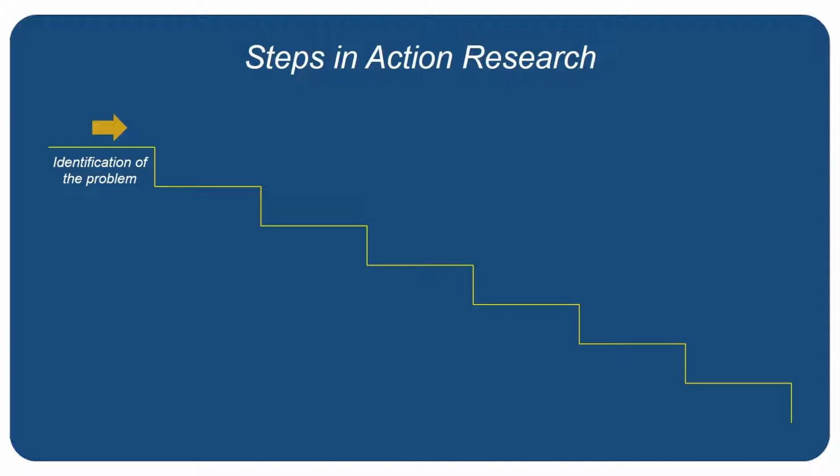Once the teacher identifies the problem, the next step is pinpointing the problem. Usually the problem will be in the broadest sense we talk. Then if we have to take it up for action research, we need to pinpoint that problem. That means the second step in action research is pinpointing the problem.